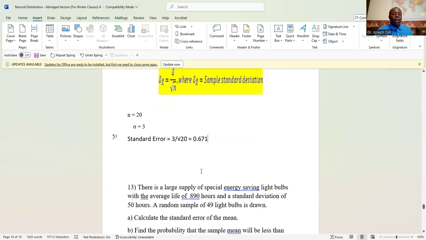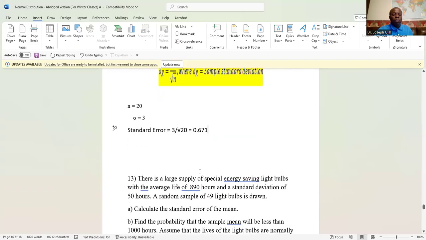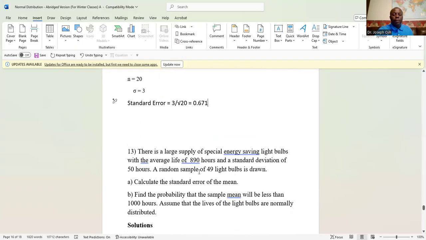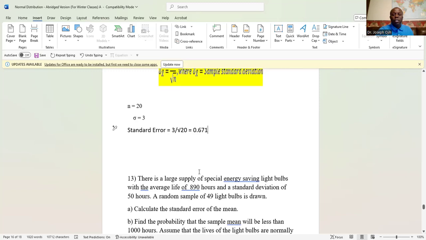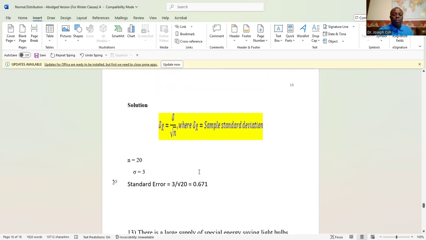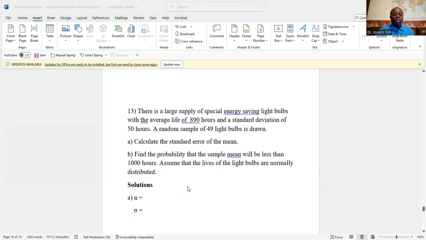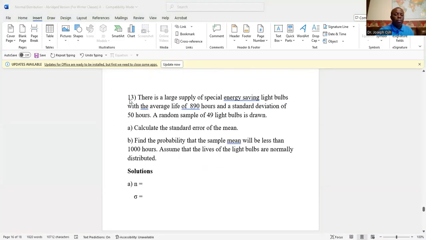Very easy. So now, at this point, we're ready to take a look at the application of the central limit theorem. Before I do that, does anybody have a question in what I just did? Okay, no question. Good. Now let's look at the application using question number 13.